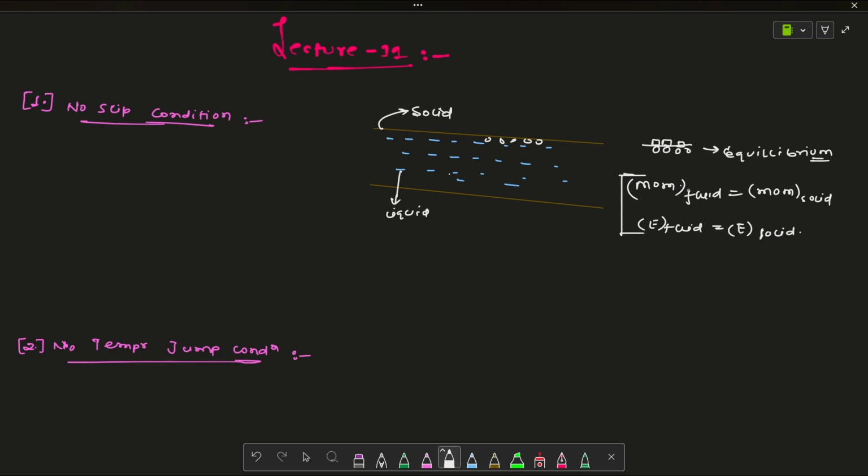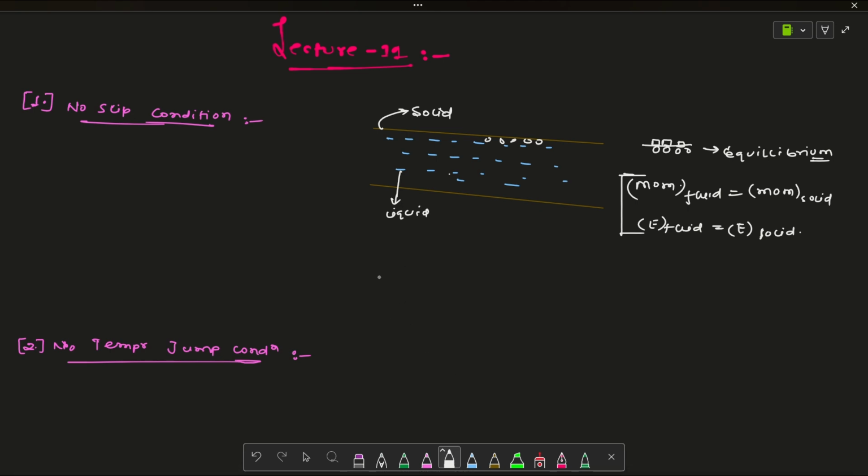For gases there is an exception. When gases are rarefied, meaning very thin, the density of the molecules is very low, in that case this equilibrium condition may not be satisfied. So for now we are excluding these rarefied gases. If we exclude those conditions, then from these two conditions we will make equations.